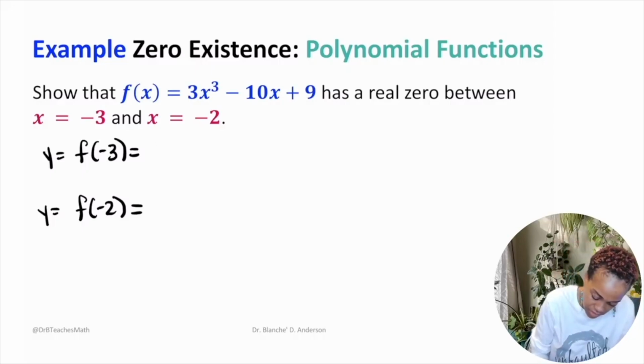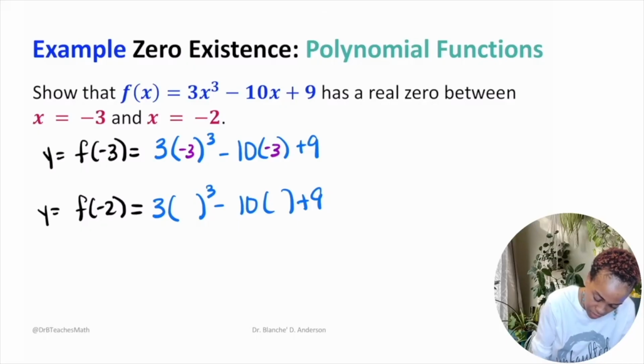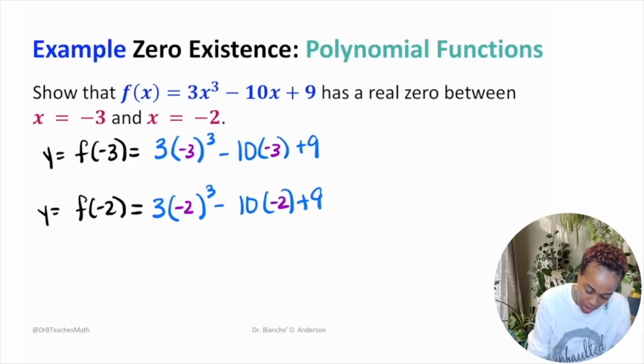Let me do it like this. That's going to be 3 times that cubed minus 10 times that plus 9. And let me write it here. So we're going to plug in negative 3, and on this one we're going to plug in negative 2. Now let's see what we get, right?